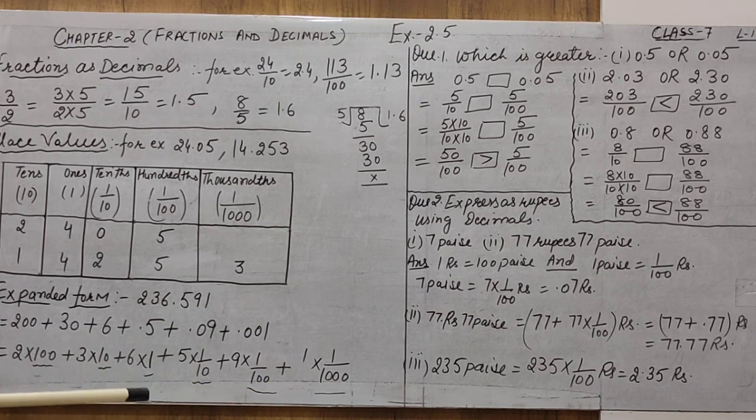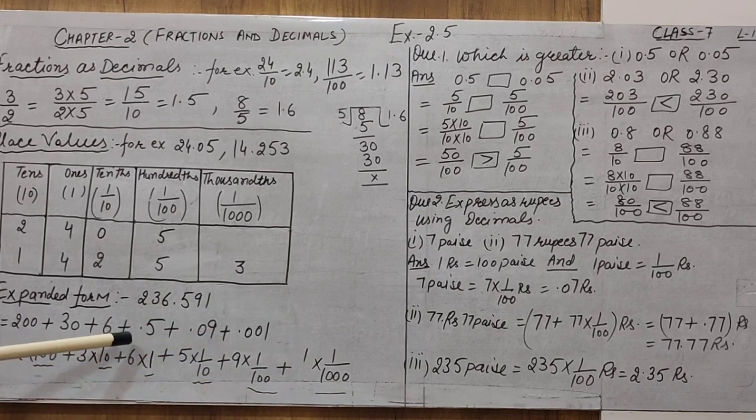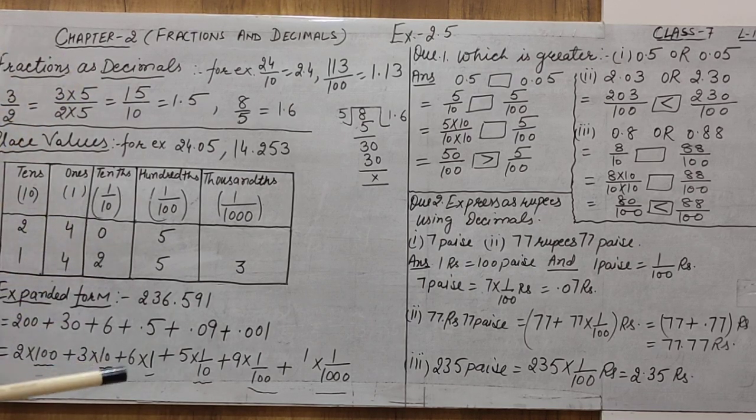So after the decimal point, digits are multiplied by 1 upon 10, 1 upon 100 and 1 upon 1000 to convert all these numbers into the decimal form. So this is the expanded form of the decimal. These are the place values of the decimal. These are a few examples of how fractions are converted to decimals.